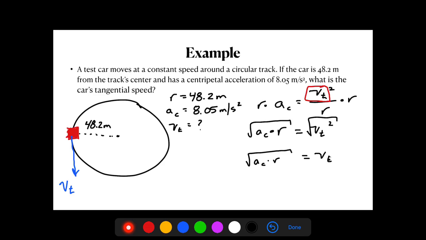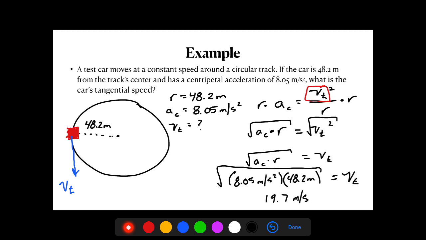Now all I need to do is plug in. So this becomes 8.05 meters per second squared multiplied by 48.2 meters, square root of all that, is equal to the tangential velocity. And when I solve this out, I get that the tangential velocity is equal to 19.7 meters per second. All right? So you could use that equation to solve for acceleration. You could use it to solve for radius, whatever you'd like.